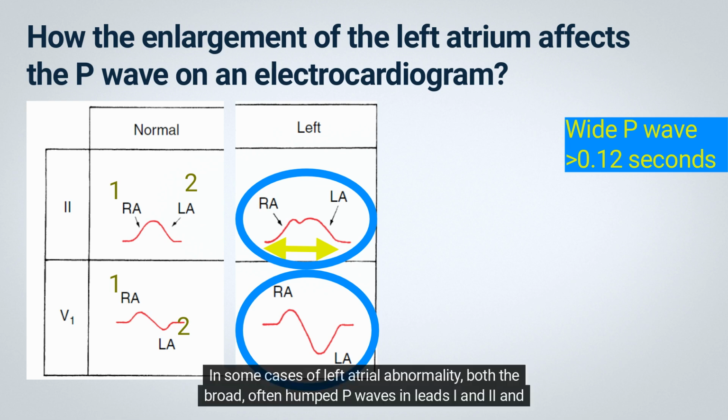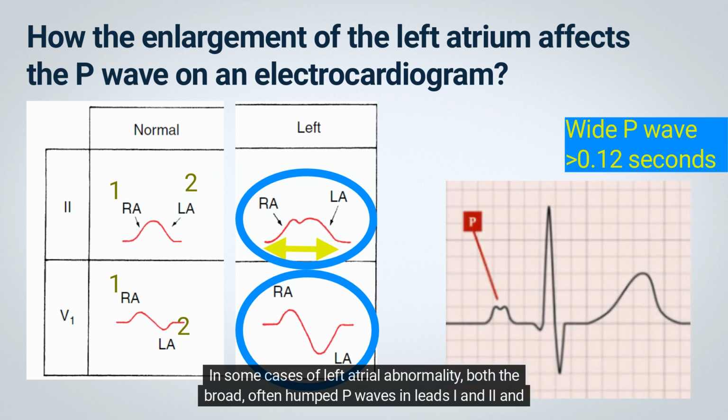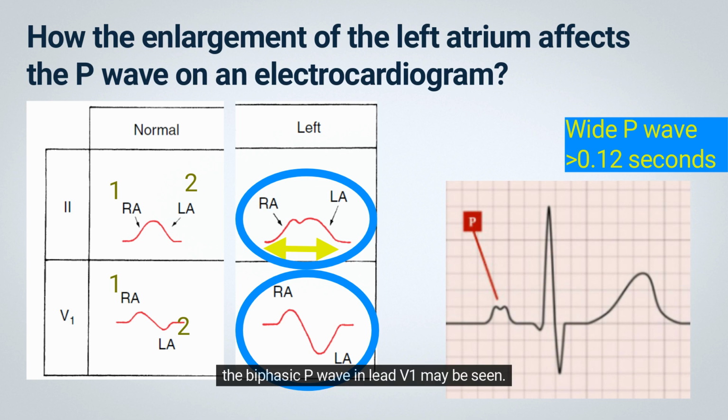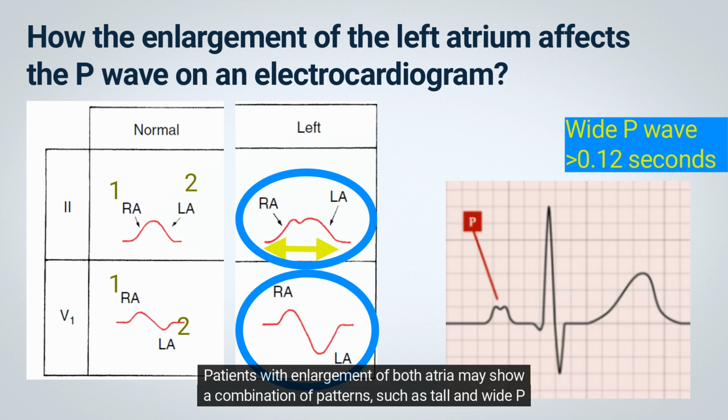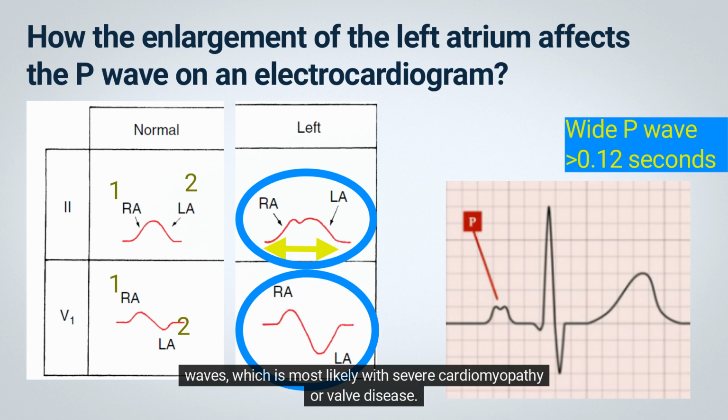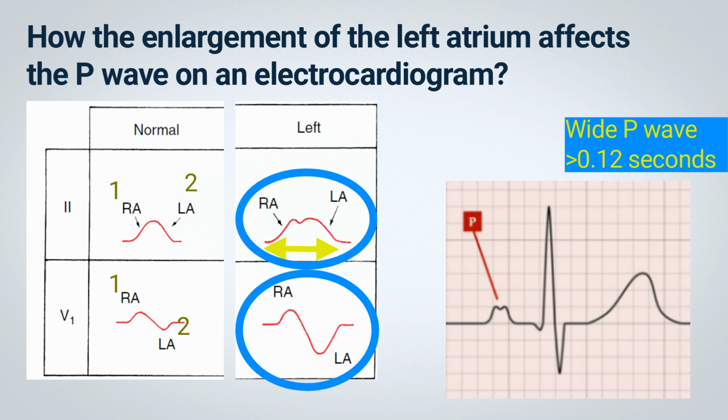In some cases of left atrial abnormality, both the broad, often humped P-waves in leads I and II and the biphasic P-wave in lead V1 may be seen. In other cases, only broad, notched P-waves are seen. Patients with enlargement of both atria may show a combination of patterns, such as tall and wide P-waves, which is most likely with severe cardiomyopathy or valve disease.